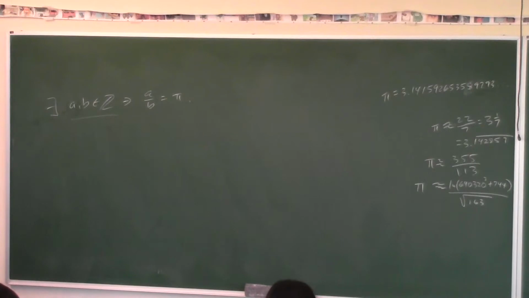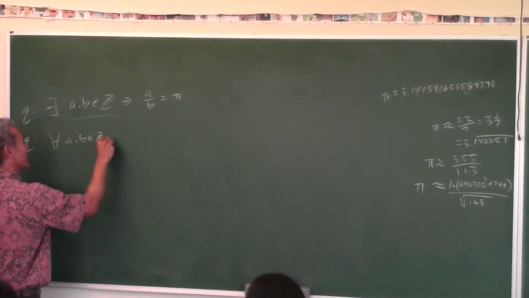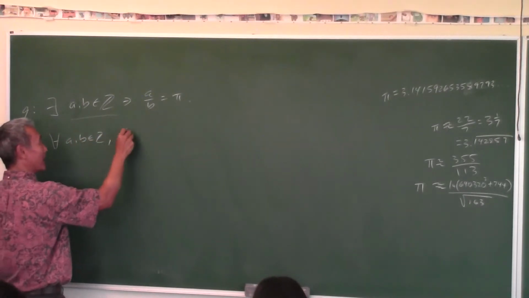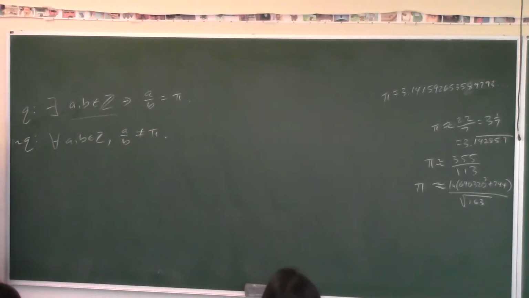Now, what are we talking about? Logic. Oh yeah, okay. If this is statement Q, how do you negate that? Well, if the negation of a universal statement is an existential statement, then the negation of an existential has to be a universal statement. And again, you just follow the same form. So what do you think? For all integers A and B, A over B is not equal to pi.